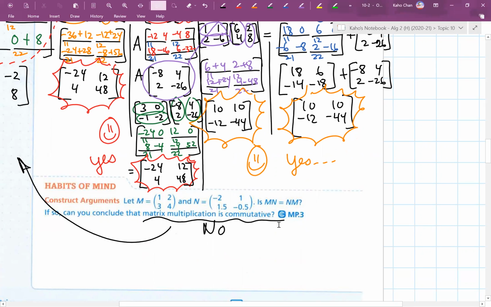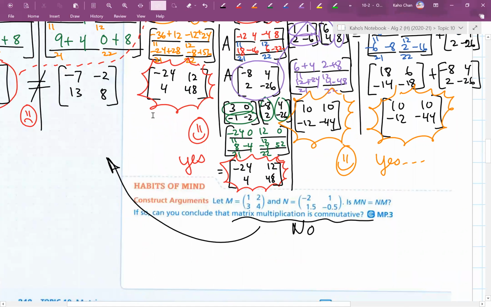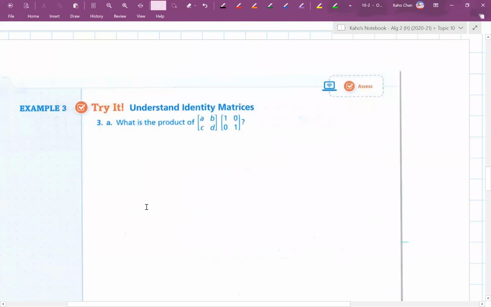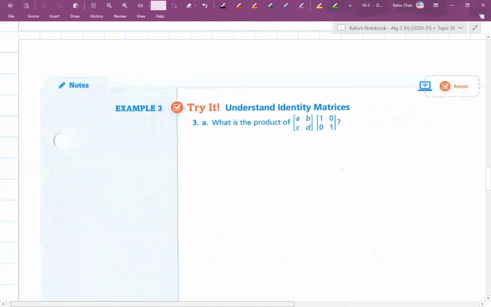Let's jump to the next page. Thanks for hanging in there. Good job so far. Ask questions if you have, if it's bugging you. Let's go to the next page here. This should go a little faster.